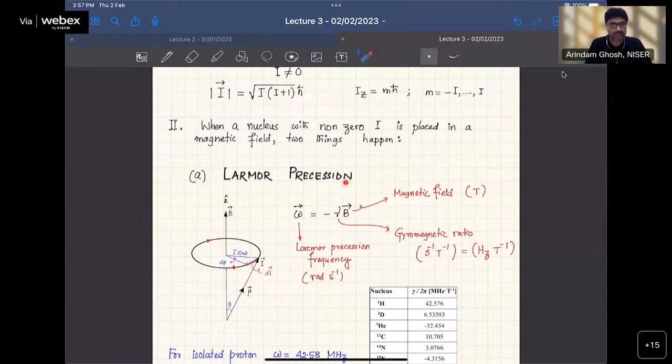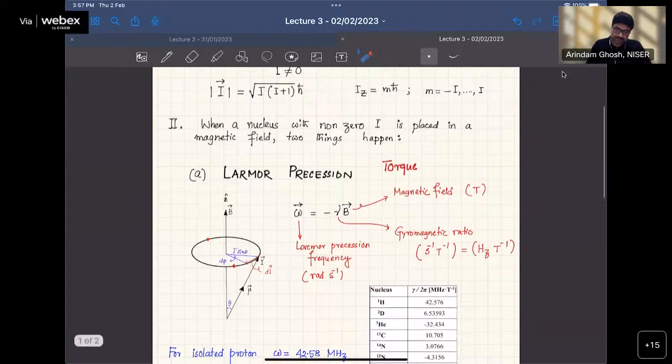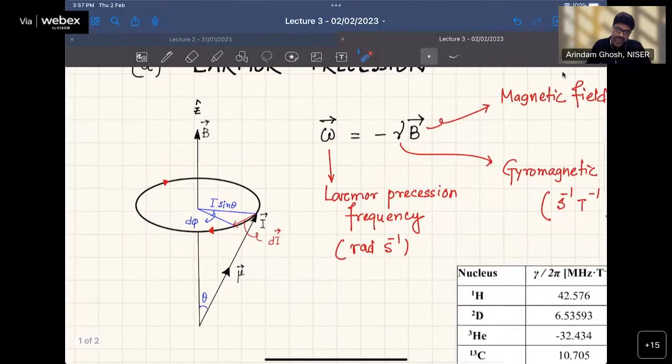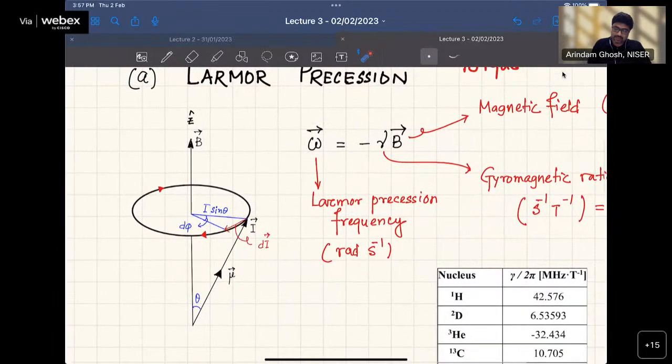One is Larmor precession, and this Larmor precession comes from the torque applied on the spin. We proved rigorously last time that this torque makes the tip of this vector precess. Let me expand this picture a little bit for you. The tip will precess like this, and the precession frequency is given by this. This is called the Larmor precession frequency.